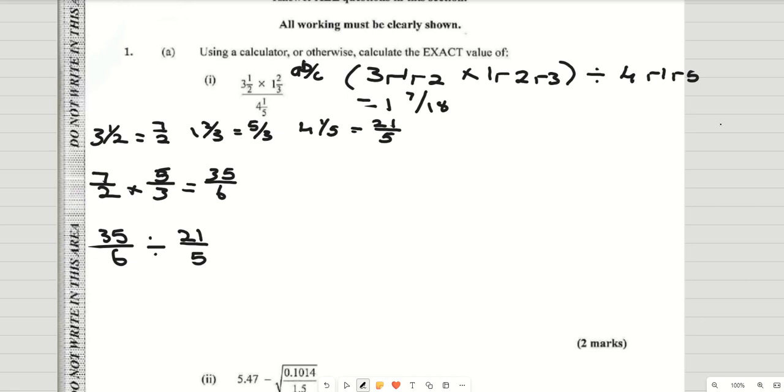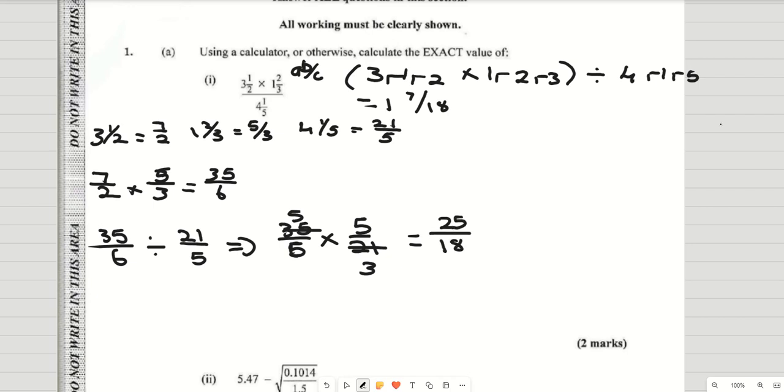When you have a division, let's just go to the side, it'll be 35 over 6, your division sign turns to multiplication, and 21 over 5 turns to 5 over 21, and then you compare your numerators and denominators. What number could go into 35 and 21? 7. 7 3s are 21 and 7 5s are 35. Then you compare the numerators and denominators. No, you're going to get 5 5s are 25 and 6 3s are 18.